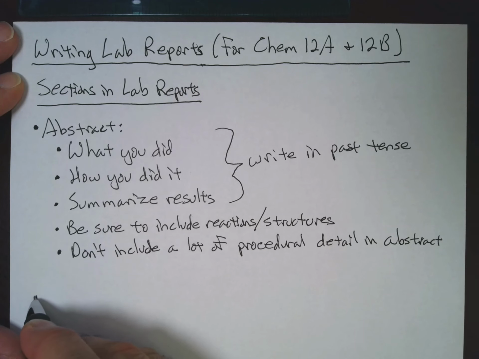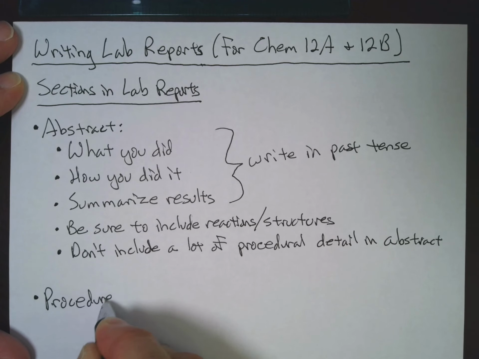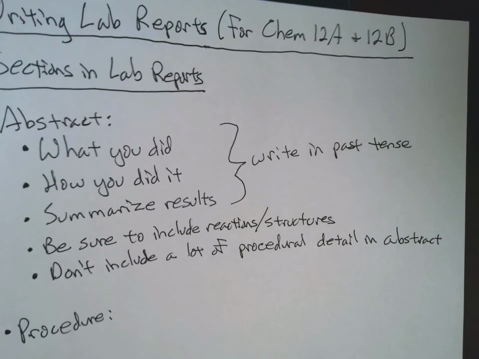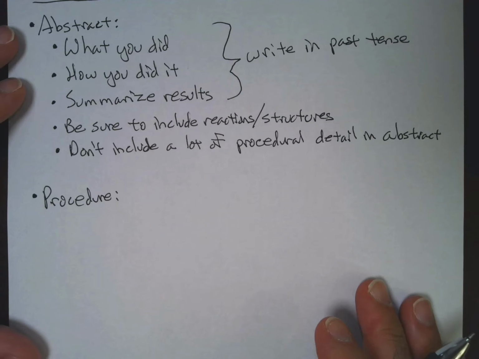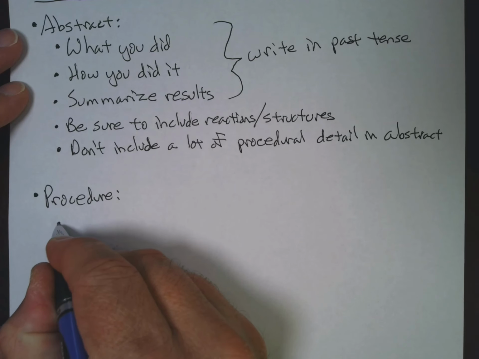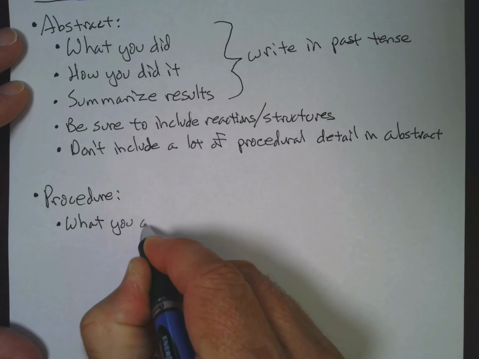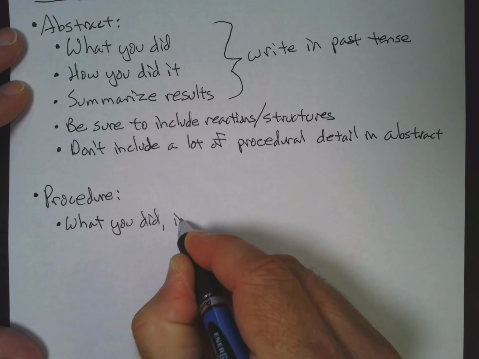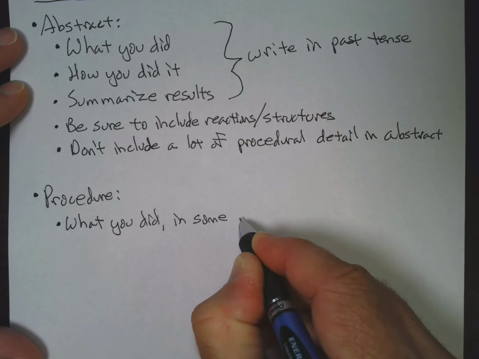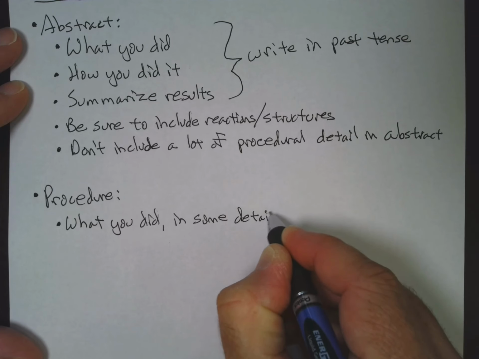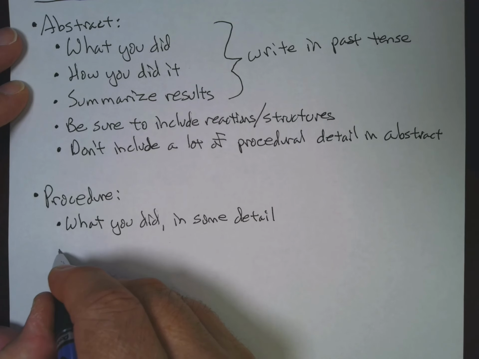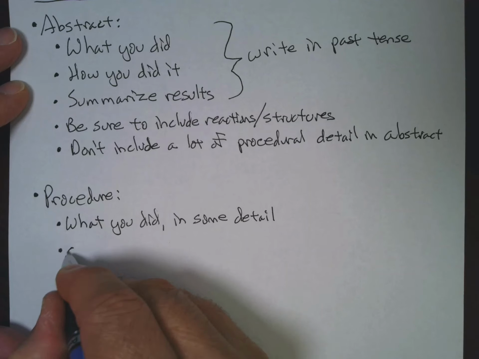All right, next section is going to be procedure. Excuse me. And procedure is what you did in some detail. And this could be an outline or bullet points.